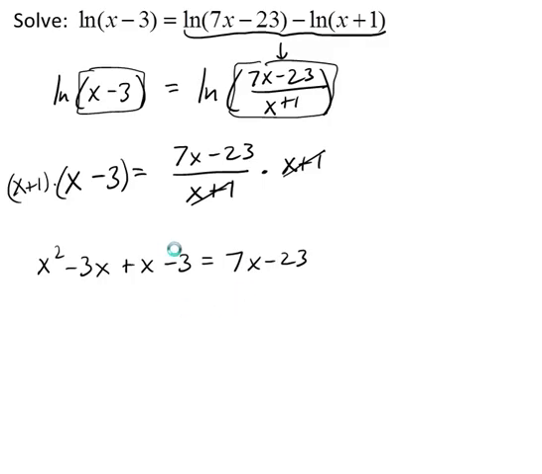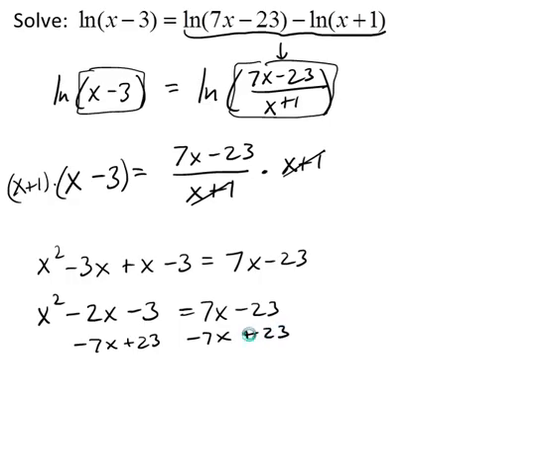Then we'll go ahead and move these terms over to the left-hand side to get a 0 on one side. So first I'll combine the like terms over here on the left. That negative 3x plus x will be negative 2x. And then we'll go ahead and subtract 7x from both sides, and also add 23 to both sides. And that way we'll get that 0 over there on the right.